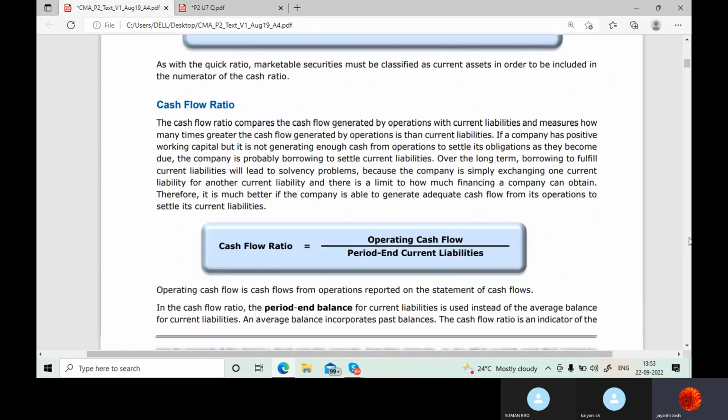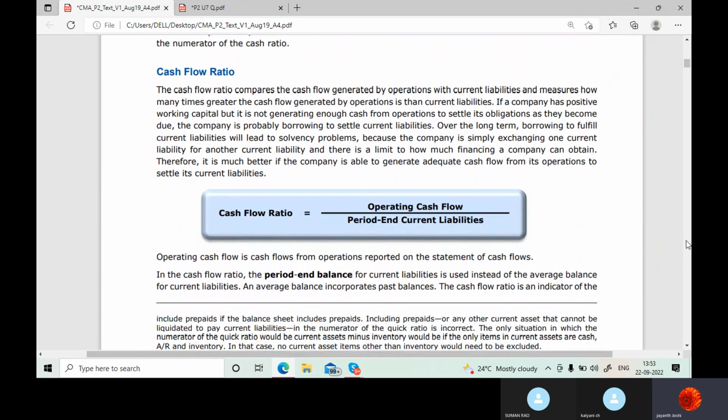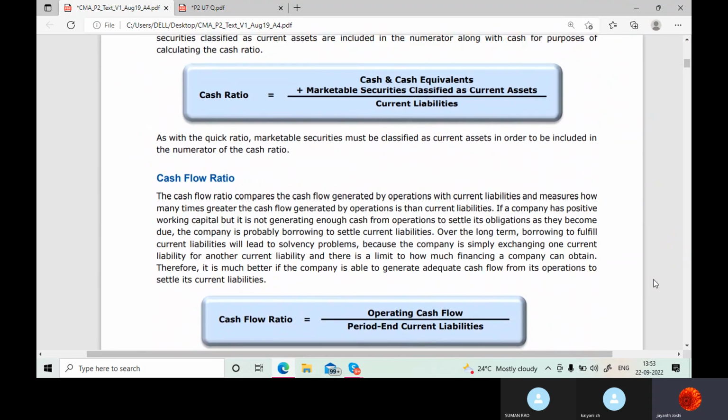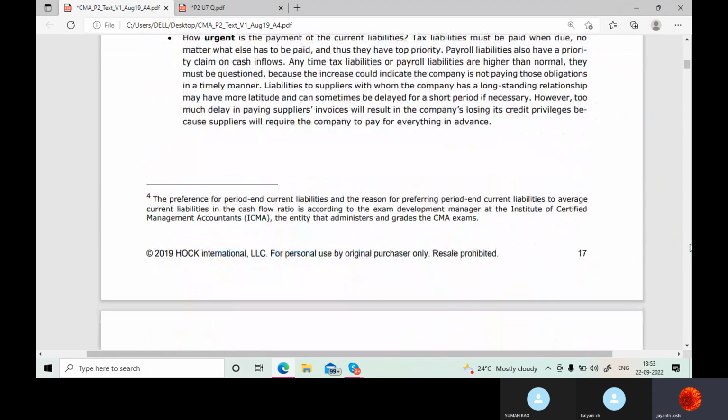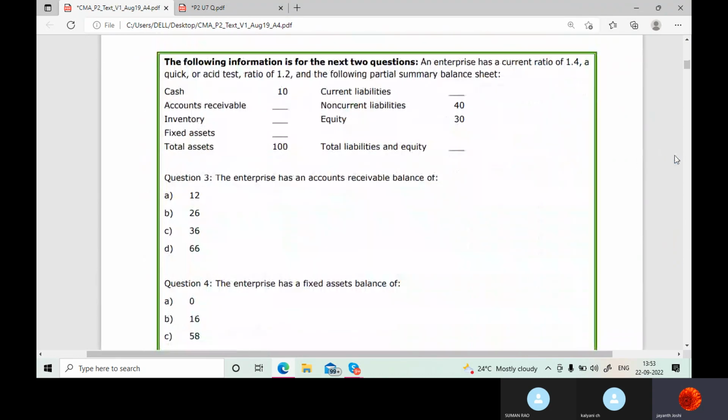Cash ratio, go for this. This is also done. Okay. So the cash flow ratio is different. I'll get back to that afterwards. Now, for you, this question.